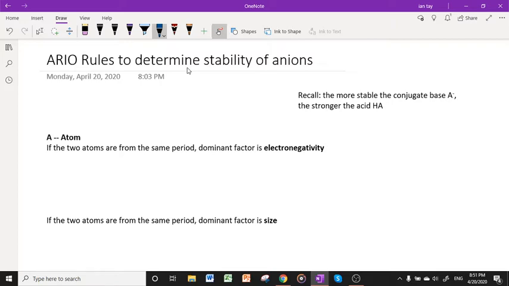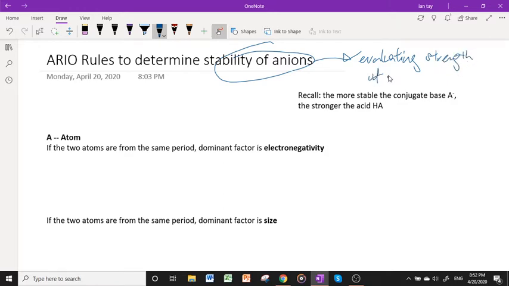So why is today's topic important? Why is determining the stability of anions an important thing? This is because it is a big factor when it comes to evaluating the strength of organic acids. Remember, the more stable the conjugate base A minus, which is an organic anion, the stronger the organic acid HA. So let us dive straight into it and see what the factors affecting the stability of anions are.